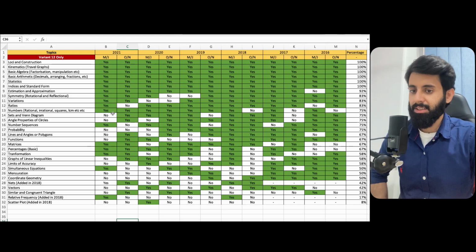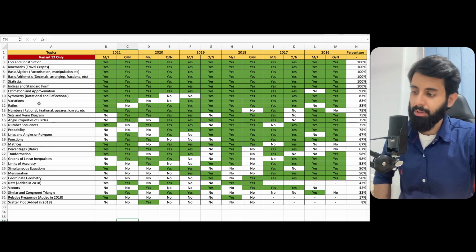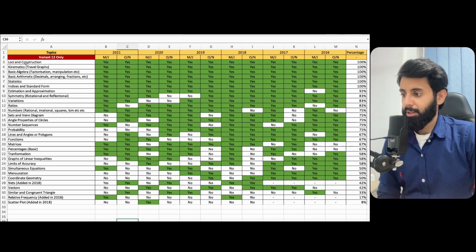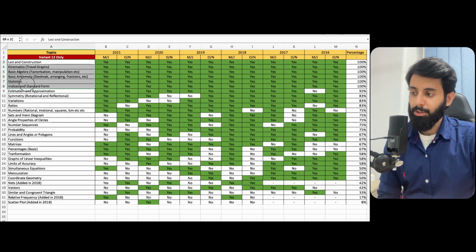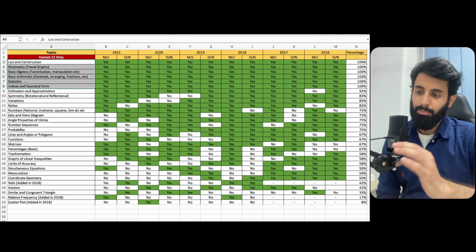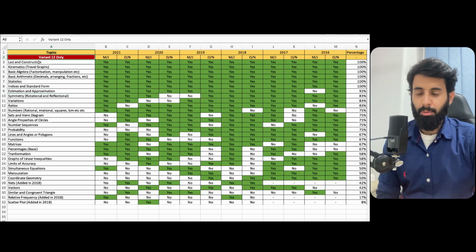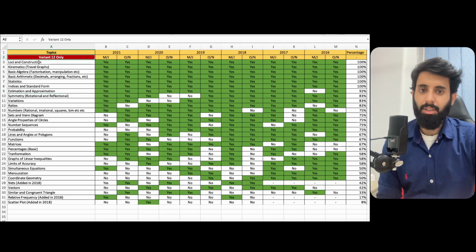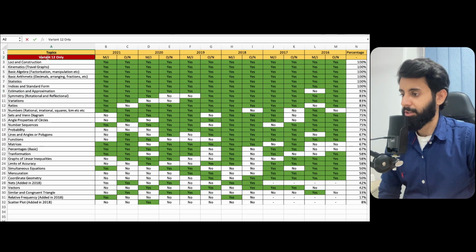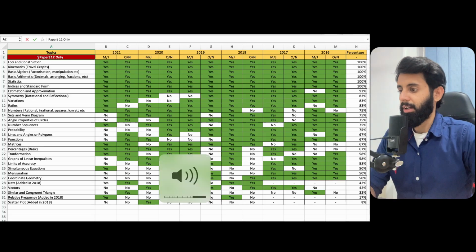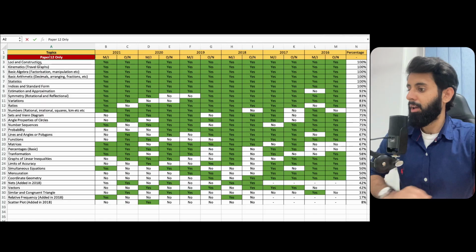So basically, this is the Excel sheet that I will share with you guys. I'll leave a link to it in the description box, so you can download it also. By the way, I should mention, the papers that I've taken are paper one, variant two, which means paper 12. Actually, it should have been paper 12, not variant 12, so I'll just change that quickly. Yeah, paper 12, there you go.